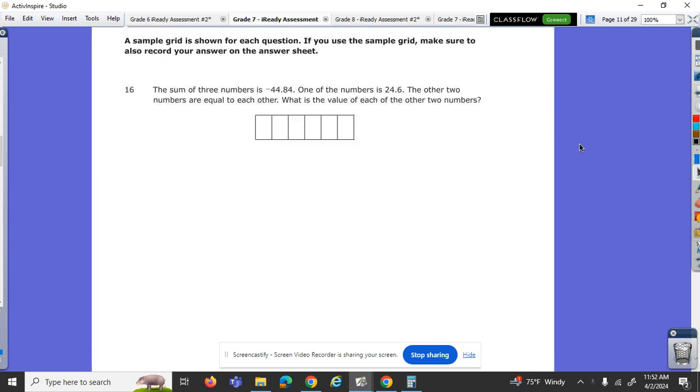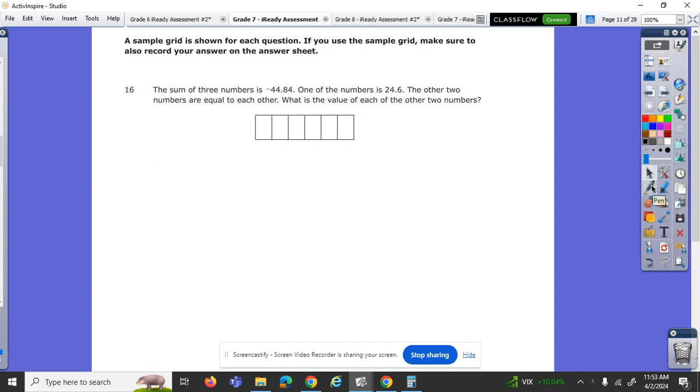The sum of three numbers is negative 44.84. One of the numbers is 24.6. The other two numbers are equal to each other. What is the value of each of the other two numbers?